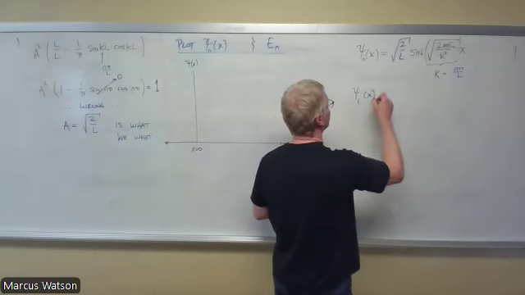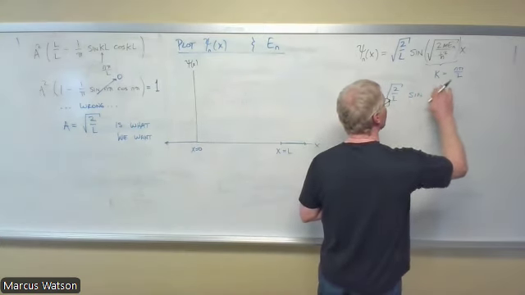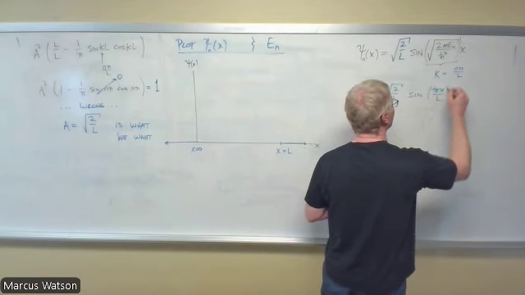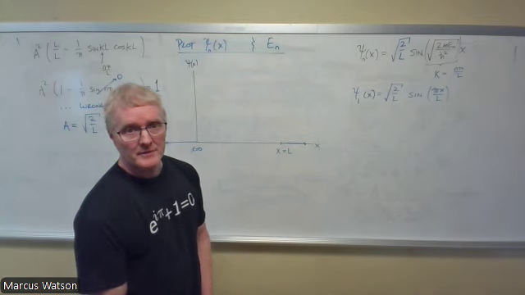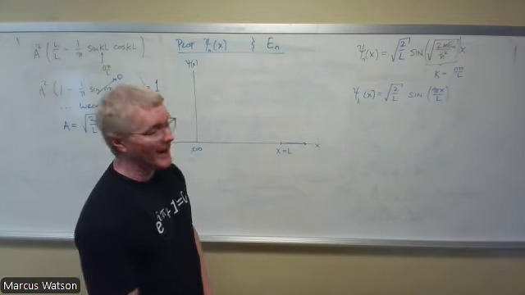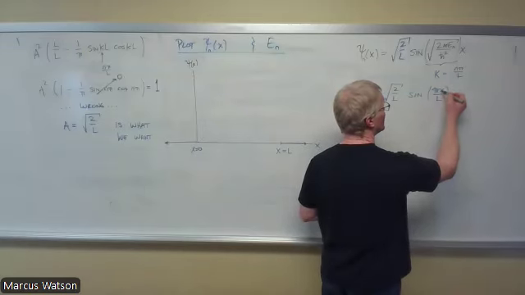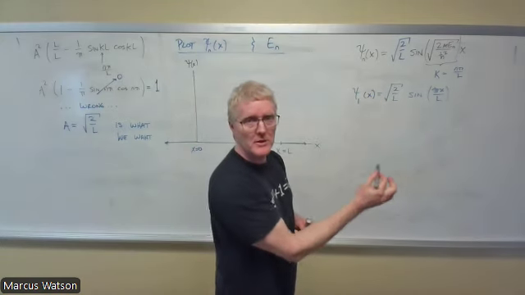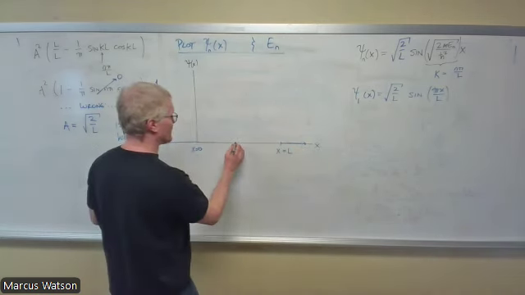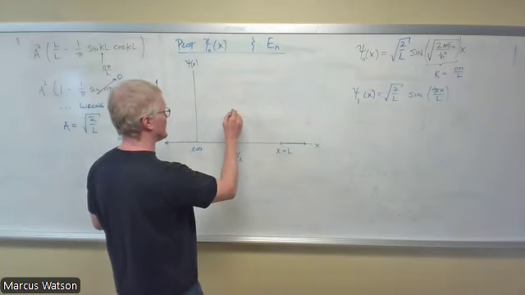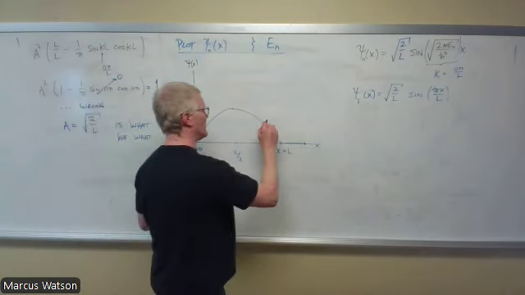If I take psi of 1 here, it's going to be square root 2 over L times the sine of n of 1 times pi x over L. What that means is, if x is equal to 0, then the function is 0. If x equals L, then sine of pi is also 0. And when x is L over 2, then this is the sine of pi over 2. That means it's reached a maximum in the middle, and it's 0 on either side. So therefore, at L over 2, it should be reaching a maximum, and so it looks like this. This is the n equal to 1 state.